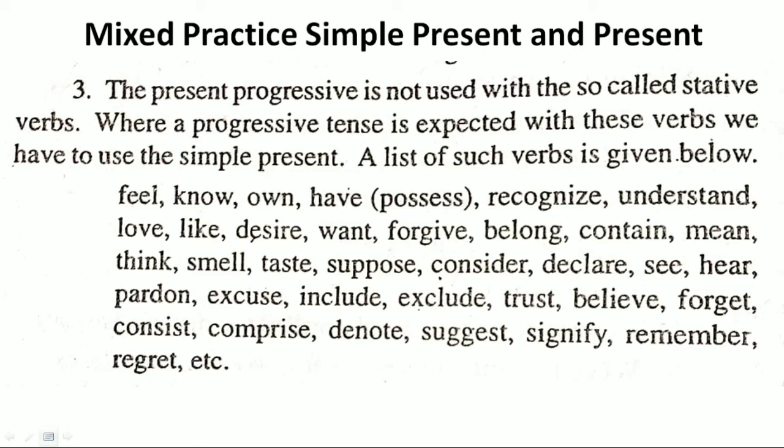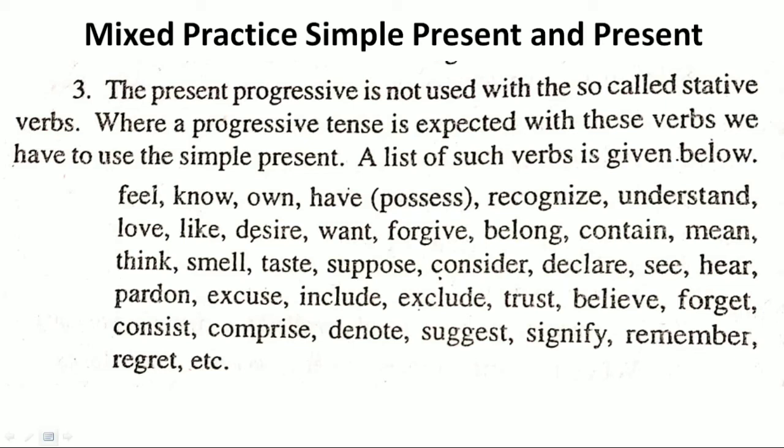That means we cannot say I am loving, I am liking, I am feeling, I am knowing, but instead we have to use I know, I feel, he loves, he likes, she desires, etc. That means we have to use simple present tense for these verbs. But there are some other special cases. Some of these verbs can be used in both simple present tense and progressive tense. You can learn it later.